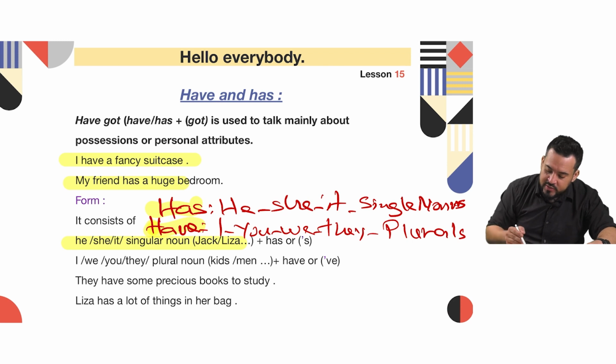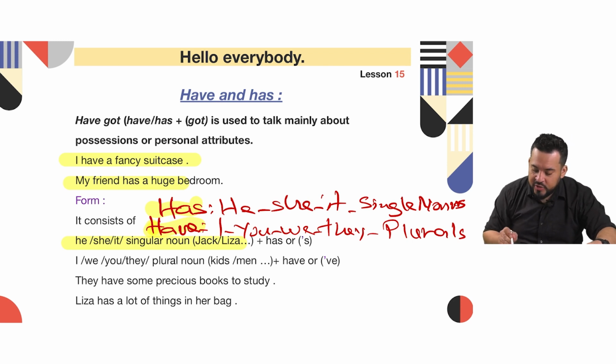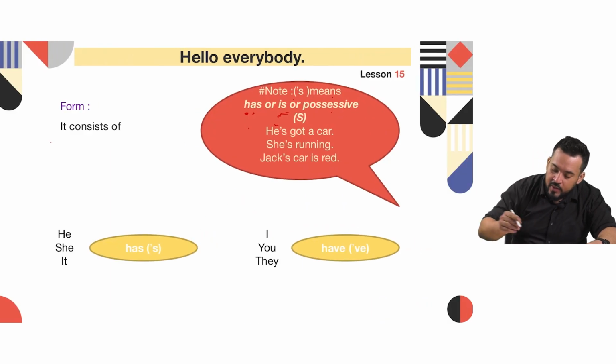Now let's take a look at some examples. They have some precious books to study. So have books. It's plural noun. Lisa has, it's one person, single noun. Okay?